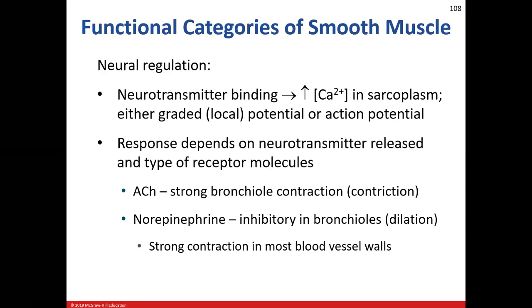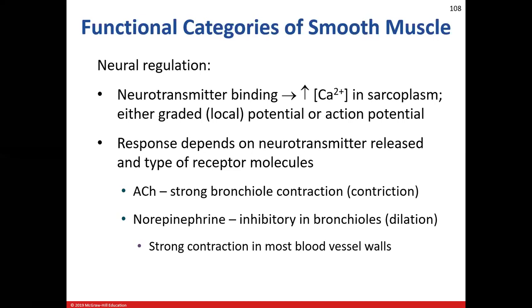When we look at neural regulation of smooth muscle, we're really going to involve neurotransmitter binding. Neurotransmitter binding aids in the increase in the calcium levels in the sarcoplasm, and this actually stimulates either a graded potential or an action potential. We'll talk about graded potentials a little bit more when we talk about the nervous system, but we can see whether the graded potential is going to be stimulatory or inhibitory.